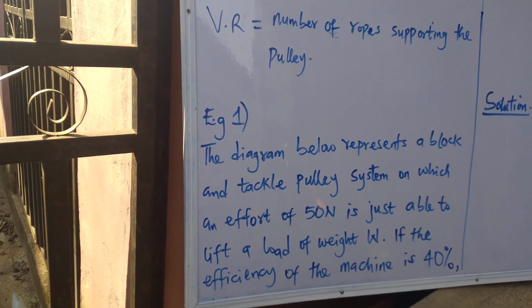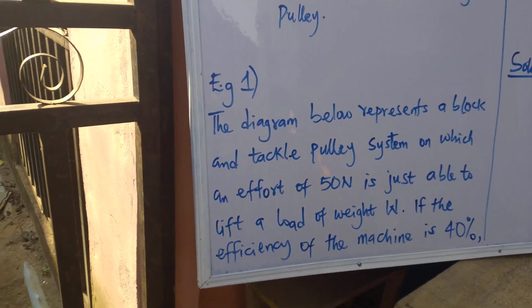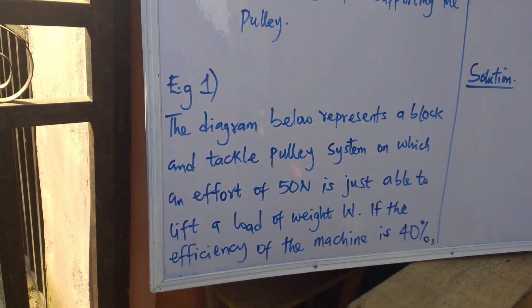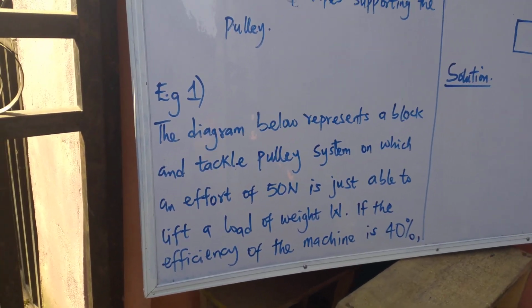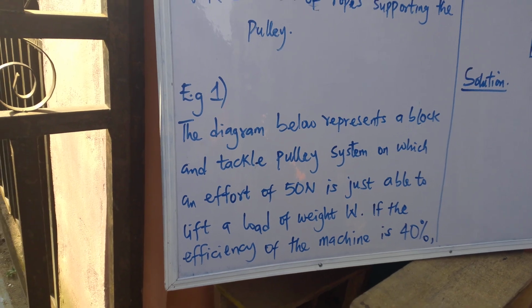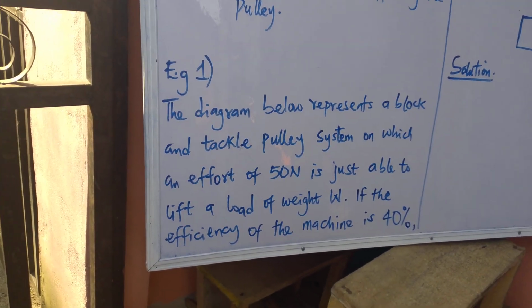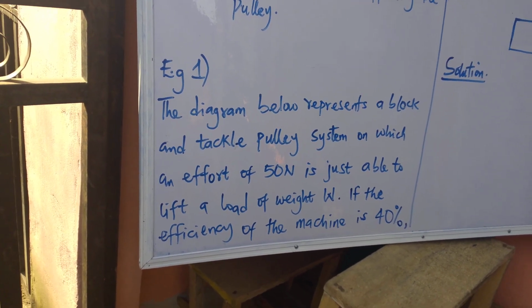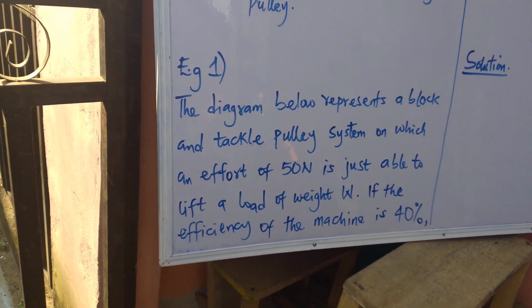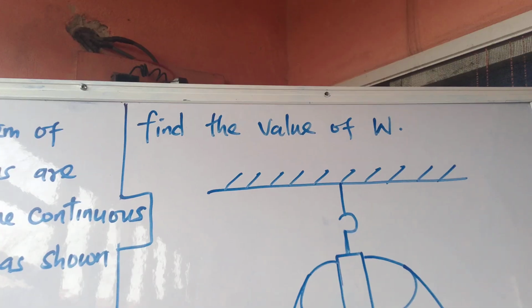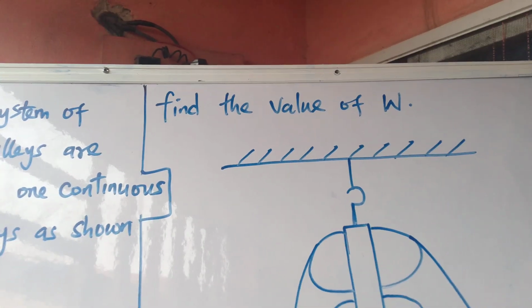Okay, let's look at this question. It says, the diagram below represents a block and tackle pulley system on which an effort of 50 Newton is just able to lift a load of weight W. If the efficiency of the machine is 40%, find the value of W.